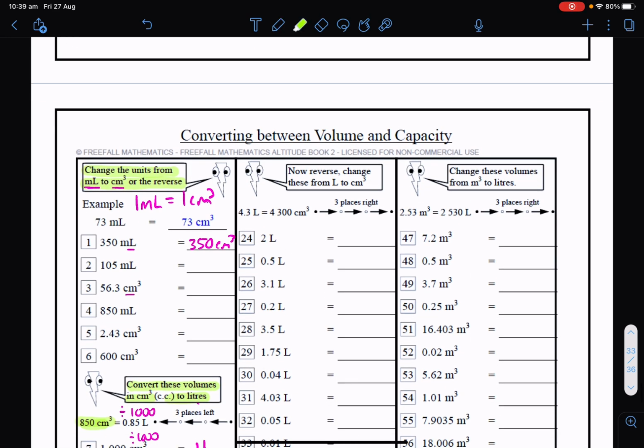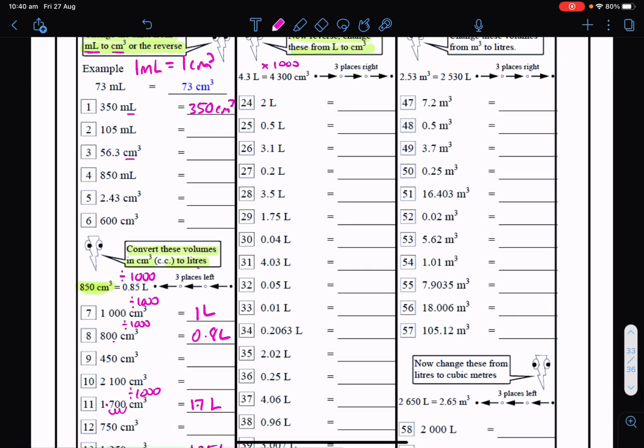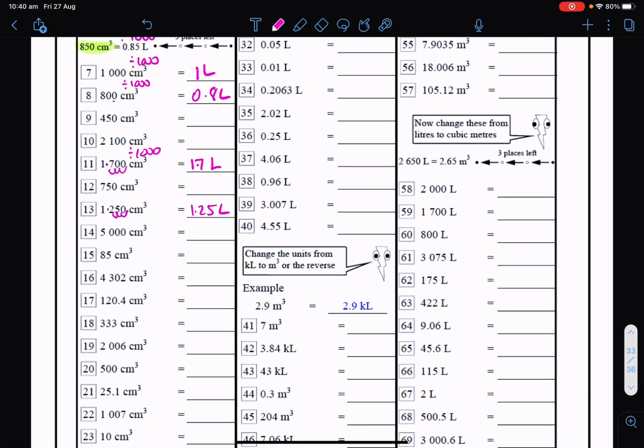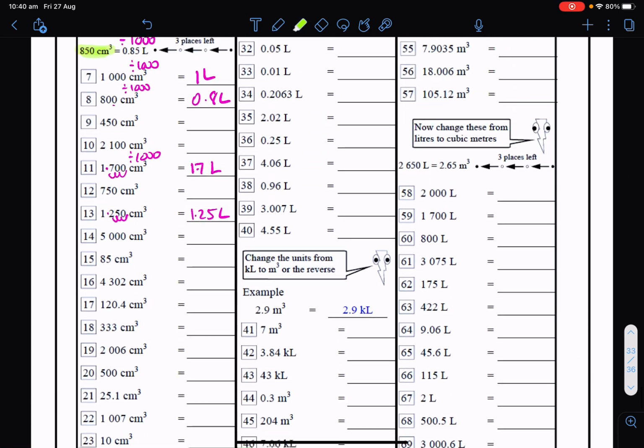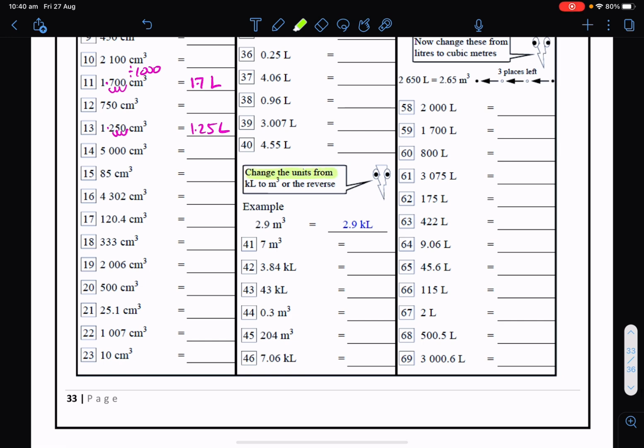The next one says reverse, change from litres to centimetres cubed. So if we're doing the reverse, we're obviously going to times by 1,000. So you guys can do that. 2 litres times 1,000 equals 2,000 centimetres cubed. Okay, so you can go through and do those, just times them all by 1,000. These ones here, change the units from kilolitres to metres cubed. Okay, so if we go back to our kilolitres and look at how many metres cubed there are.